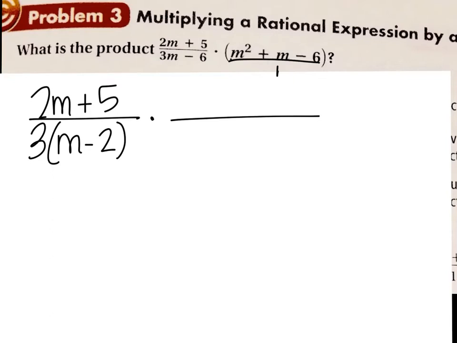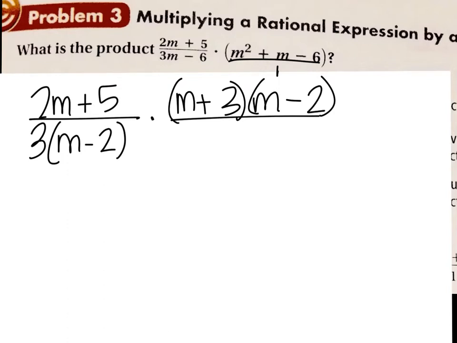Top right, or in this case, the only thing on the right, I can factor that. So I'm going to do 2 sets of parentheses because it's a trinomial. And my signs have to be opposite, and they're going to subtract to give me 1. So how about 3 and 2? And then 1 on the bottom.